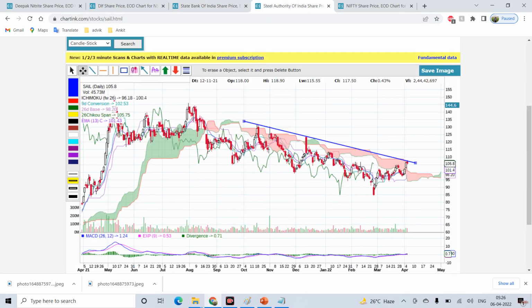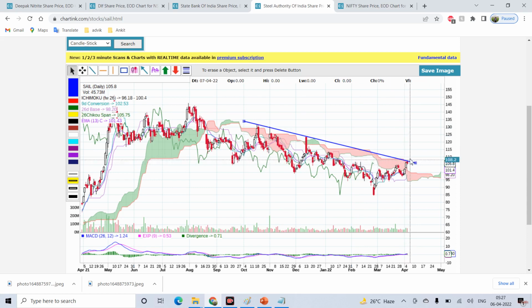So another example, Steel Authority of India, a similar descending trend line. See, 1, 2, 3 places where it hit the top and came down, then this is the fourth. So again, this is a trading decision. From this point one has to trade. Here we are at 107 rupees. At 107 rupees it can go in any direction, but yes, this is a trend line.